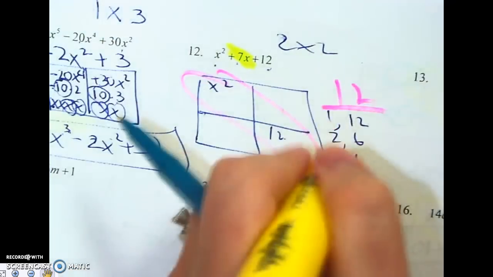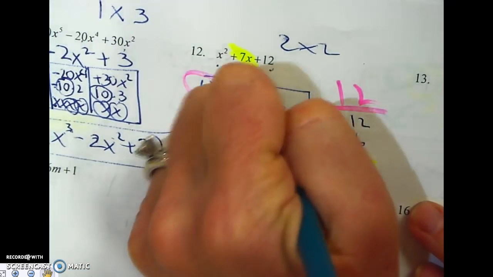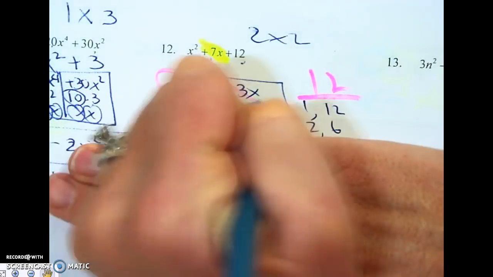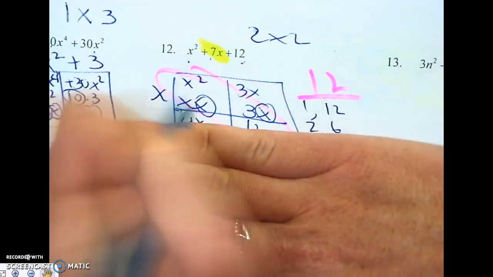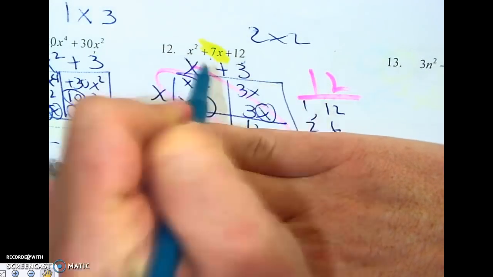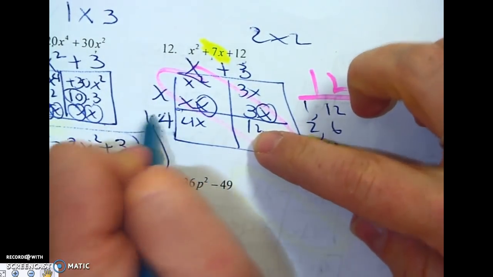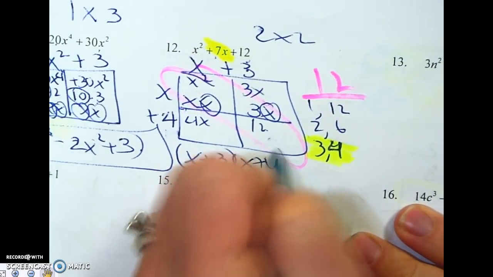I love that it's all positive. Boom, there's my answer, 3 and 4. Doesn't matter which one I put where. Break it down: x, x, 3, x, x, x. Whoosh. Bring it up, positive. 3 times what gives me 12? That's 4 positive. So my answer is x plus 3, x plus 4.